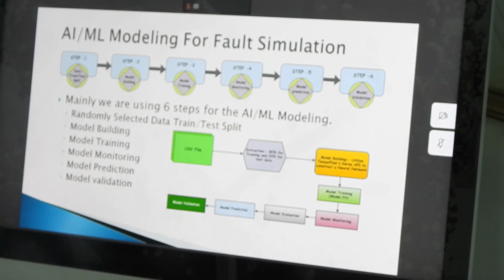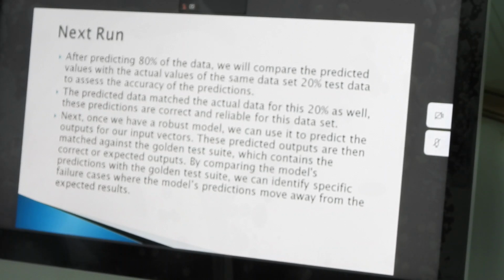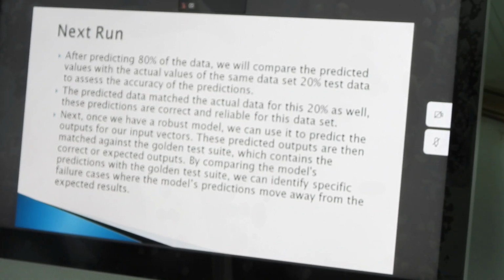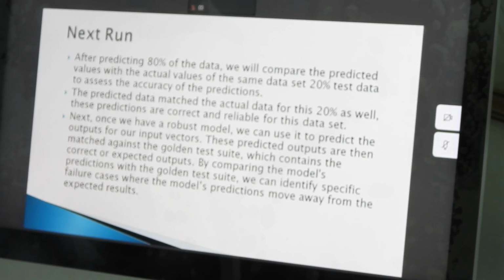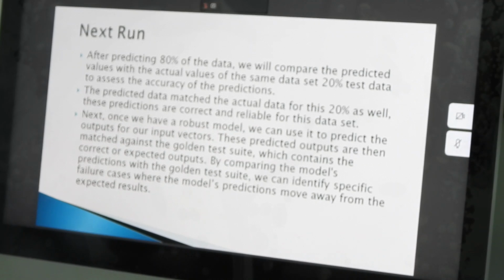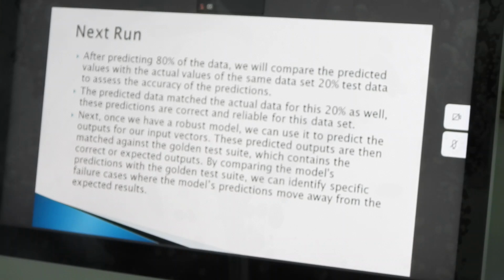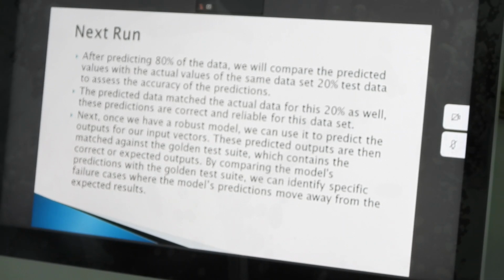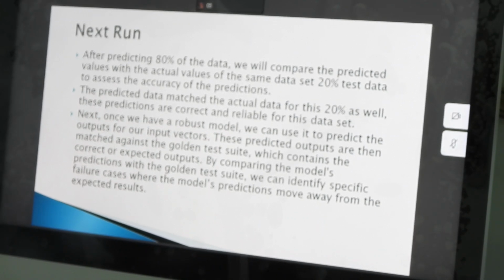So in the next round, this is the important thing, you don't need to run the 80 or 100% of your test vectors. You need to only run 20% of your test vectors, and the model will generate the expected outputs. And when you do that, you can then compare with the golden test case, which the model you have been developing had, and with the next run cases, and you'll be able to predict exactly where the faults are.